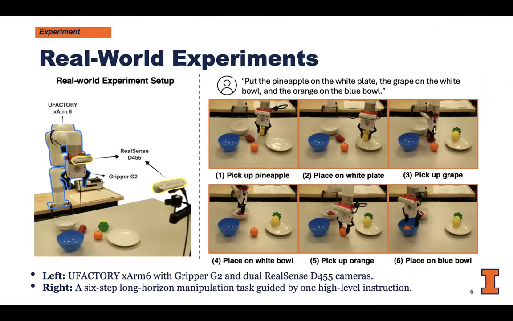In our real world setup, we have real hardware, a UFactory xArm6 with Gripper G2, and two RealSense D455 cameras, one eye on hand, one eye on base. We fine-tune on 200 in-house demos. The evaluation task is one high-level instruction unfolding into six consecutive pick and place subtasks.